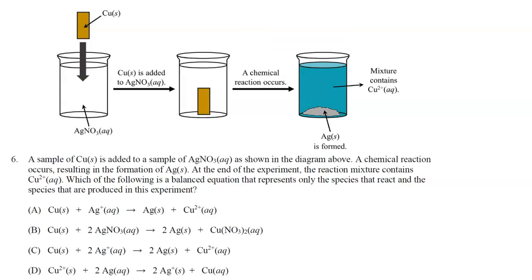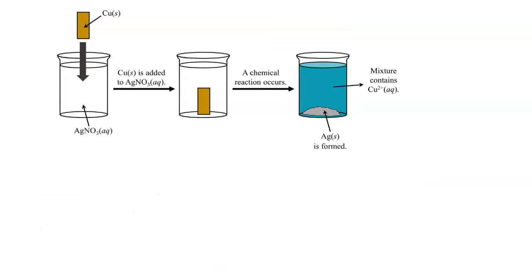Question 6 says a sample of solid copper is added to a sample of aqueous silver nitrate, AgNO3, as shown in the diagram above. A chemical reaction occurs, resulting in the formation of solid silver. At the end of the experiment, the reaction mixture contains aqueous copper 2 plus ions. Which of the following is a balanced equation that represents only the species that react and the species that are produced in this experiment?